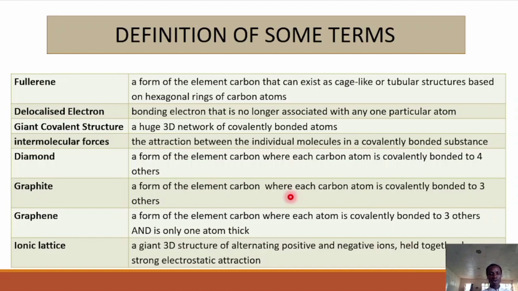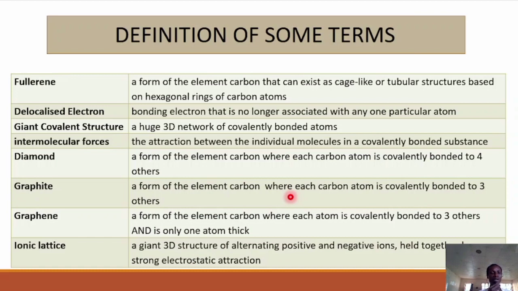Delocalized electron. Bonding electron that is no longer associated with any one particular atom. So these delocalized electrons, we can see them in what? Metal. We can see them in metal. We can see them in graphite and graphene and fullerene. Giant covalent structure. So giant covalent structures are polymers that are formed by the combination of smaller monomers in order to form a bigger molecule by a method known as polymerization.